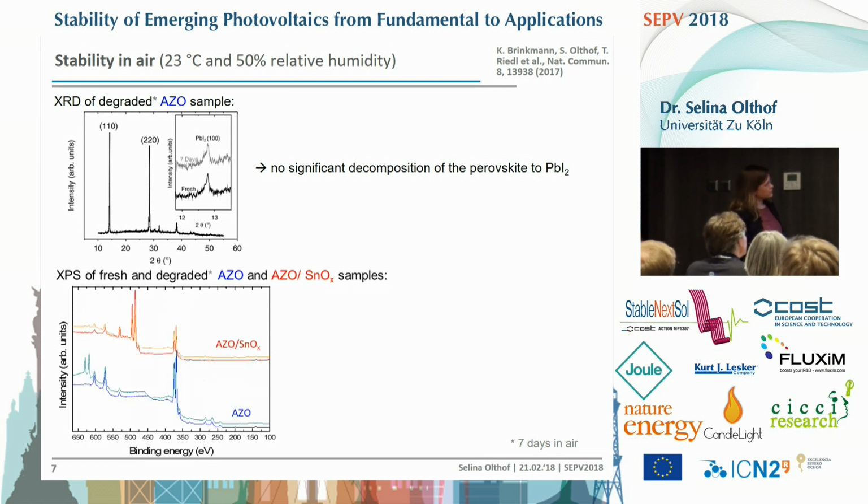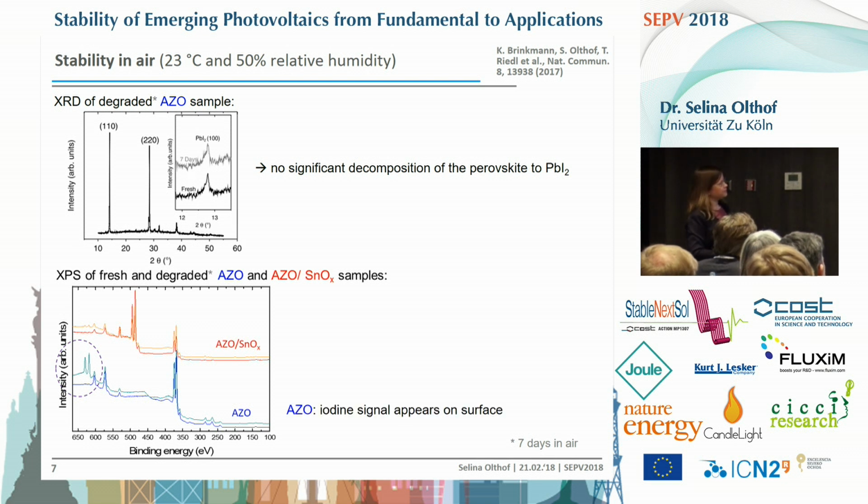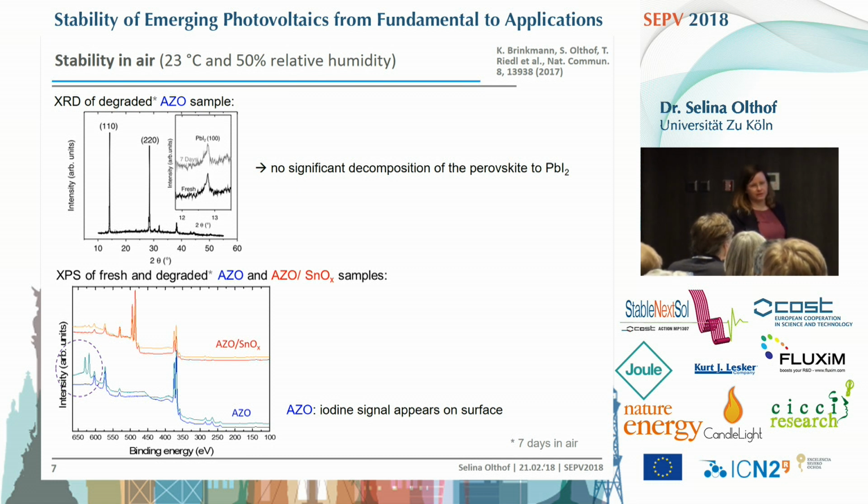But there's quite some difference after degradation. After degradation, we have this new feature here appearing, which wasn't there before. And this is iodine. So after 7 days of storage in air, in the azo-containing device, we see a significant amount of iodine on the surface. This is not really the case for the double layer. We see a tiny amount, but not really relevant.